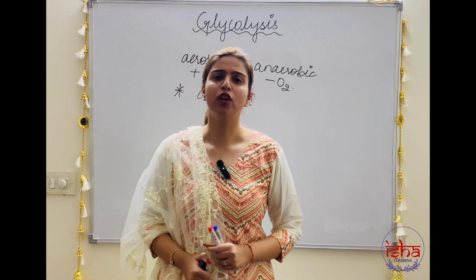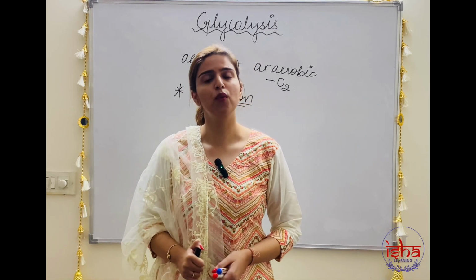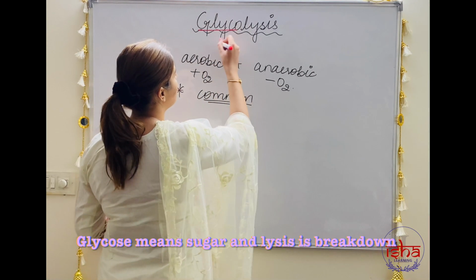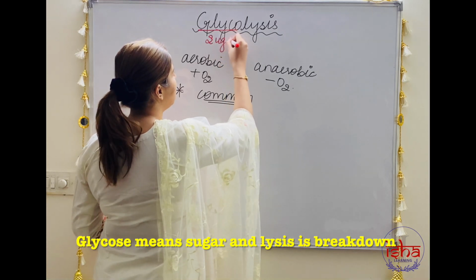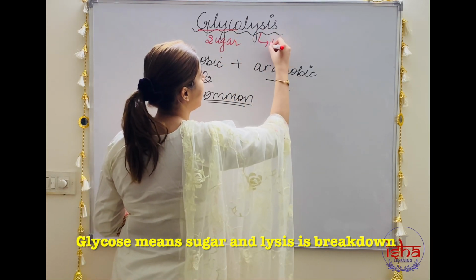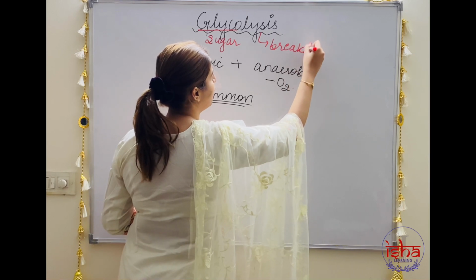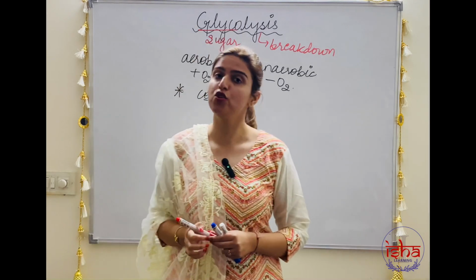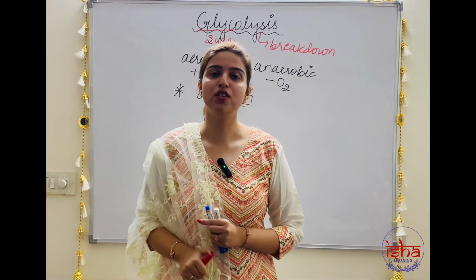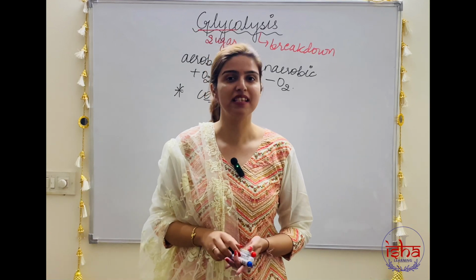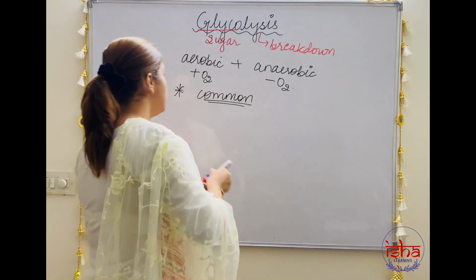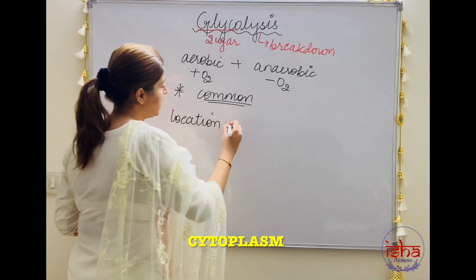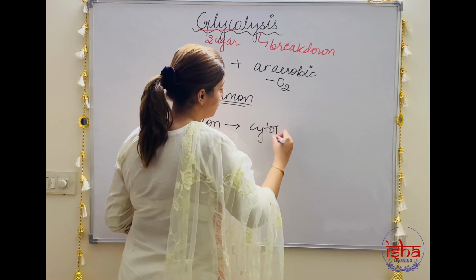So let's begin talking about glycolysis. The word glycolysis is made up of two words, glyco, which means sugar, and lysis, as we already know, is known as breakdown. So glycolysis literally means the breakdown of sugar. So where is this breakdown of sugar taking place in the cell? Well, the location of glycolysis in the cell is the cytoplasm. So it takes place in the cytoplasm of the cell.